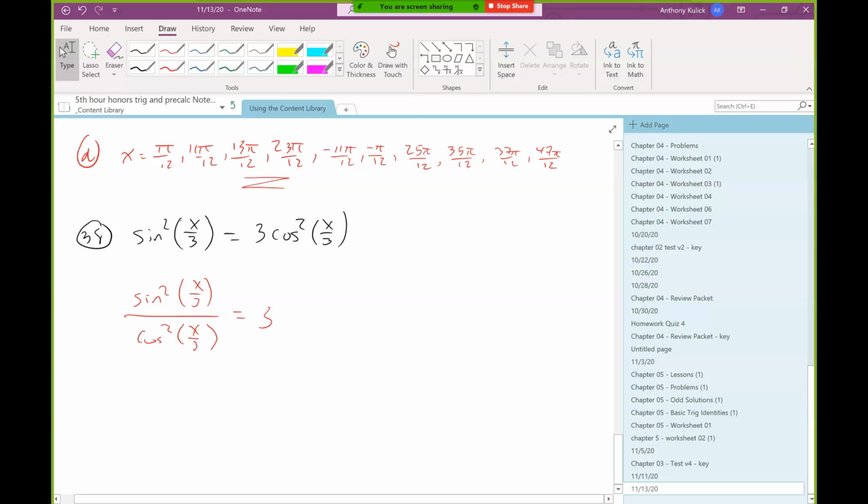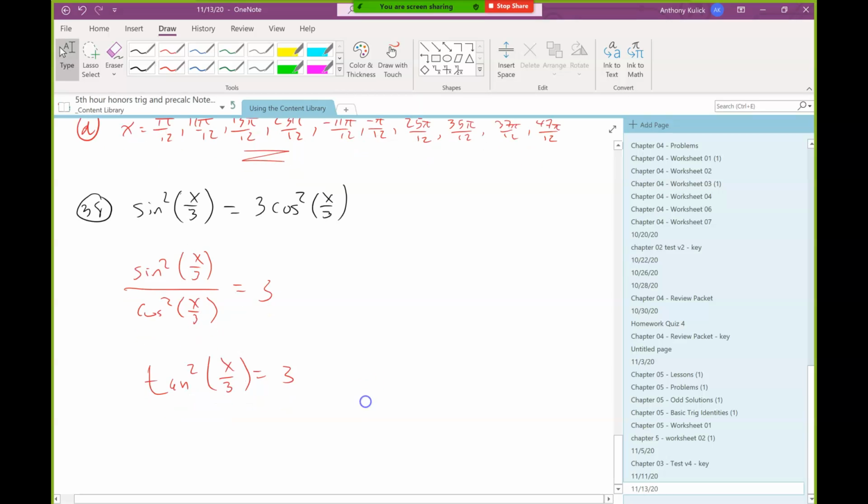And I know that sine squared theta over cosine squared theta is tangent squared theta. Is that okay? So that was one of my quotient identities from my identity sheet. They will occasionally come in handy on these solving problems. That's why they're in the same section.